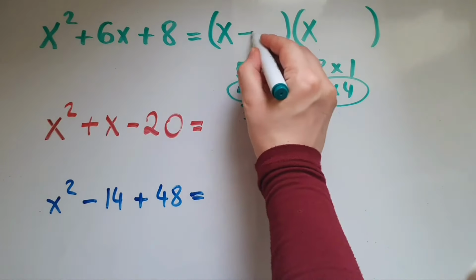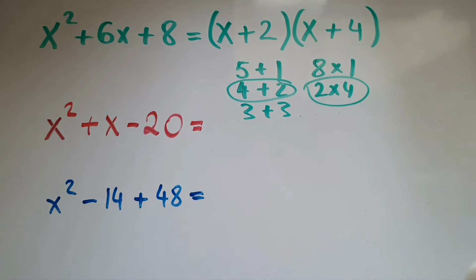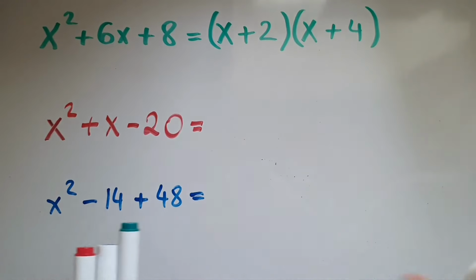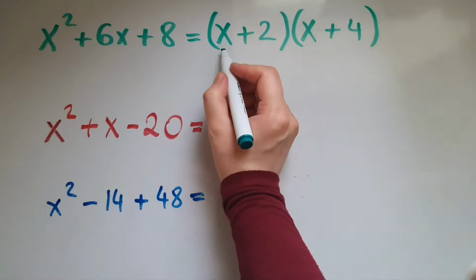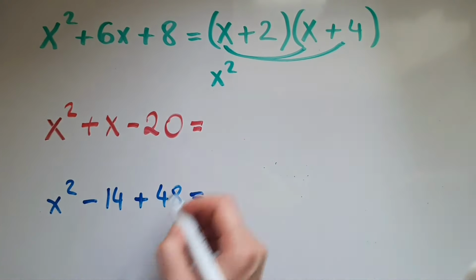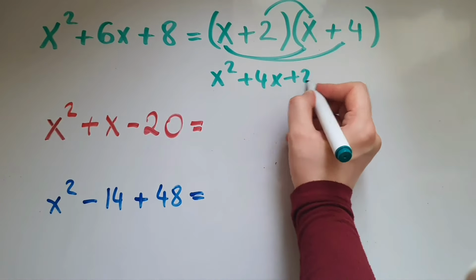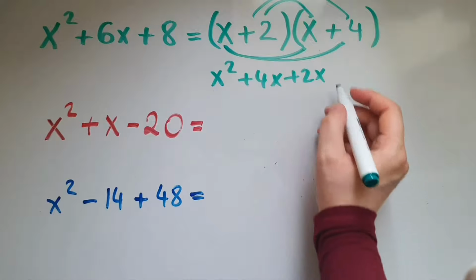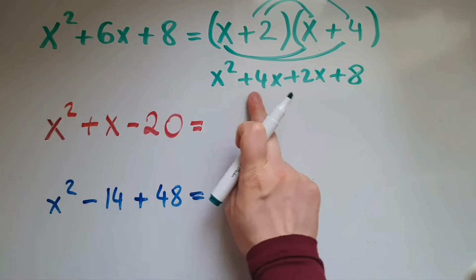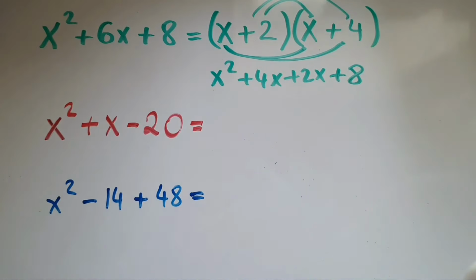So we'll put plus 2 and plus 4. Let's try it out. Does it work? So we'll do x times x, which is x squared, x times 4, which is 4x, 2 times x, which is 2x, and 2 times 4, which is 8. So that's x squared plus 6x plus 8. So we've done it correctly.